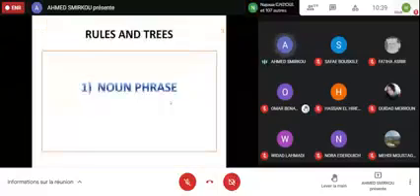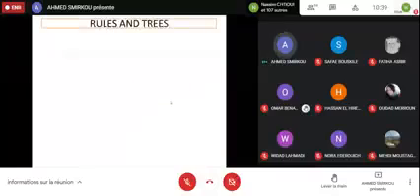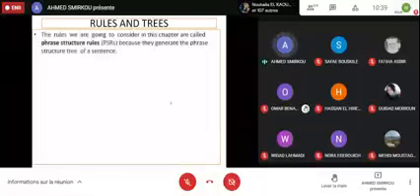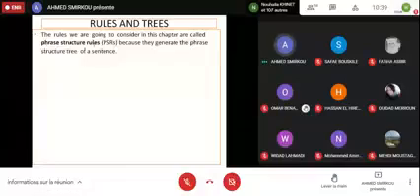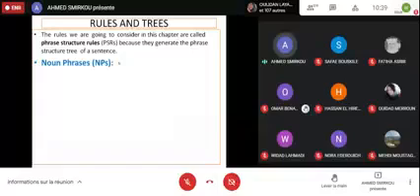Noun phrase. What does a noun phrase consist of? First, the rules we are going to consider in this chapter are called phrase structure rules, PS rules, because they generate the phrase structure tree of a sentence. So what are the components of a noun phrase? What do we find in a noun phrase? What are the modifiers of a noun?